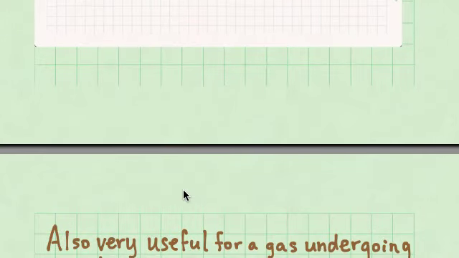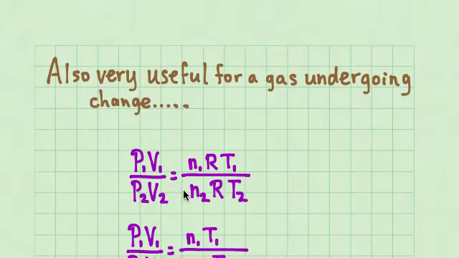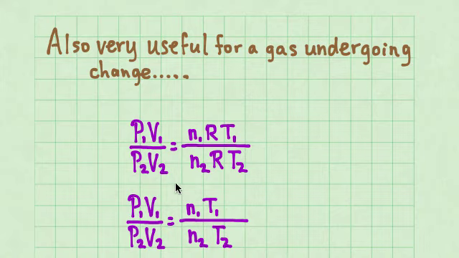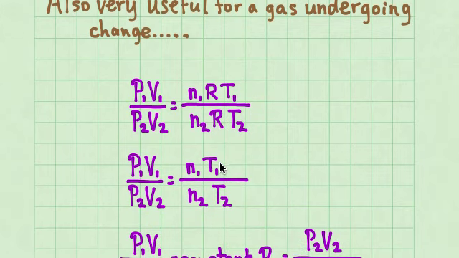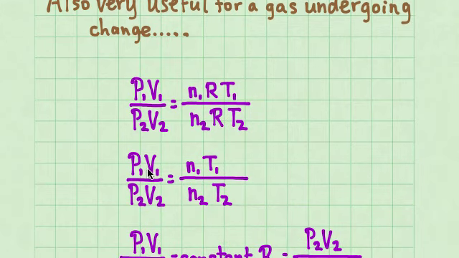Other manipulations or rearrangements of that equation: if I have a gas undergoing change or in 2 different situations, I can compare situation 1 to situation 2 with a little ratio like this. PV equals nRT, situation 1, situation 2. But of course the R's cancel, and I have P1 V1 over P2 V2 equals n1 T1 over n2 T2.